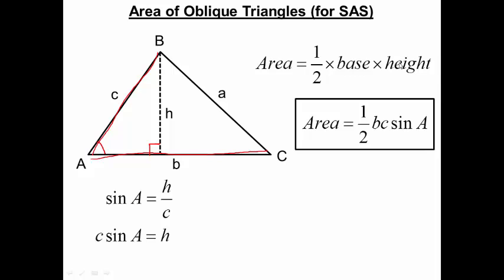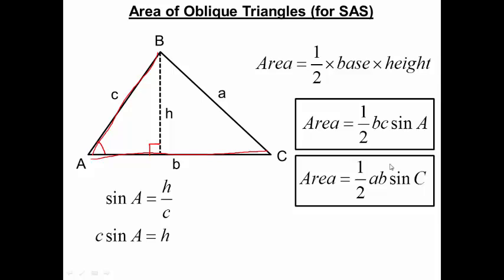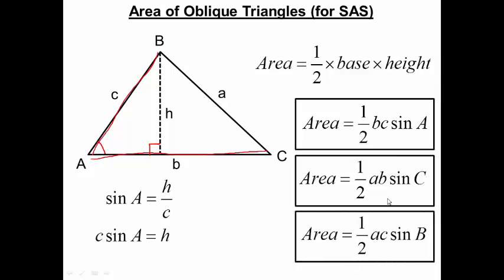And I said it was any two random sides. It didn't matter which two sides as long as this angle was between those two sides. So I could also write it as 1/2 AB sine C or 1/2 AC sine B. As long as you have two sides and the angle between, multiply them, multiply it times the sine of the angle, and cut it in half.